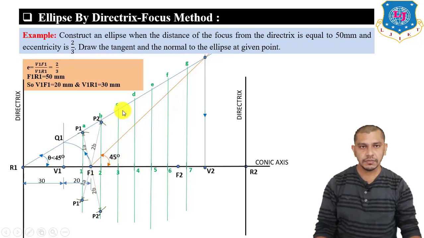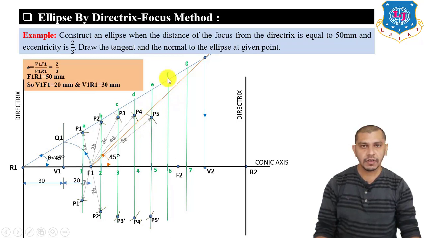Now 3 to C, measure the arc length of 3 to C. From F1 as center, give an arc on this line, both sides. You will get P3, P3 dash. Now measure the 4 to D arc length, and from F1 as the center, give an arc on both sides. You will get P4 and P4 dash. Now measure the 5 to E arc length on the rounder, and from F1 as the center, give an arc. You will get P5, P5 dash.